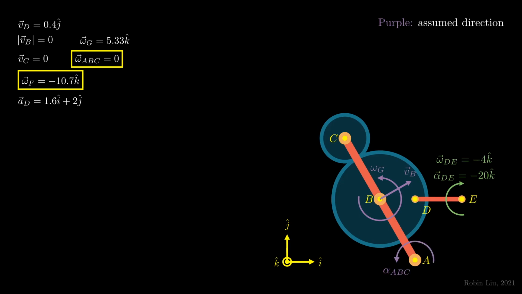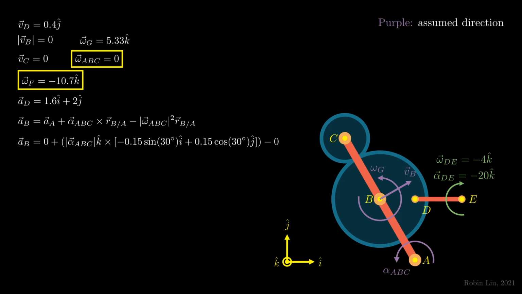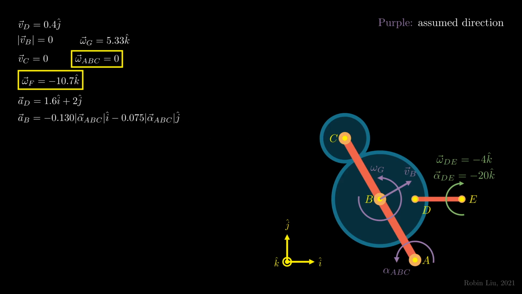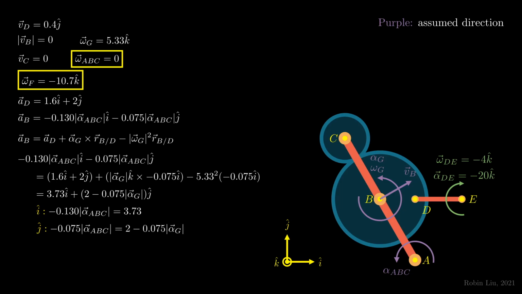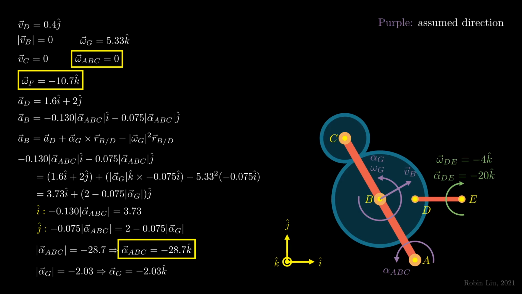That requires us to assume an angular acceleration. Working through the math allows us to put the acceleration of point B in terms of the angular acceleration of link ABC. Next, we'll take a look at the acceleration of point B relative to point D. We can make all the necessary substitutions and collect terms in the i and j directions. Finally, we find the angular acceleration of link ABC.